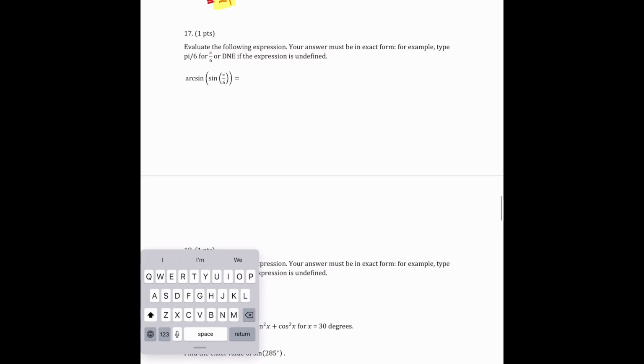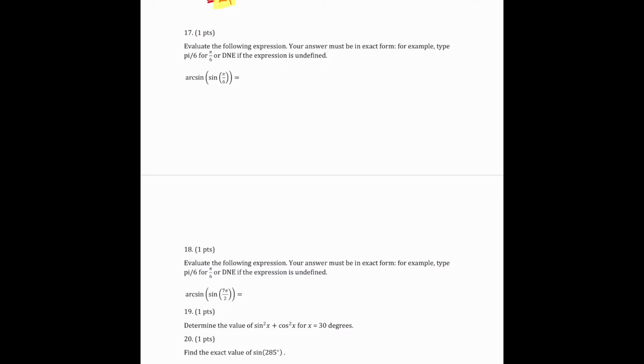Number 17. For question number 17, we need to solve inverse sine of sine pi over 6. The first thing you should notice is the range for inverse sine. The range for inverse sine is either in the first quadrant or second quadrant, and it is between negative pi over 2 and pi over 2, meaning the angles in the fourth quadrant have to be measured in negative. They have to be the negative angles, not the positive angles.